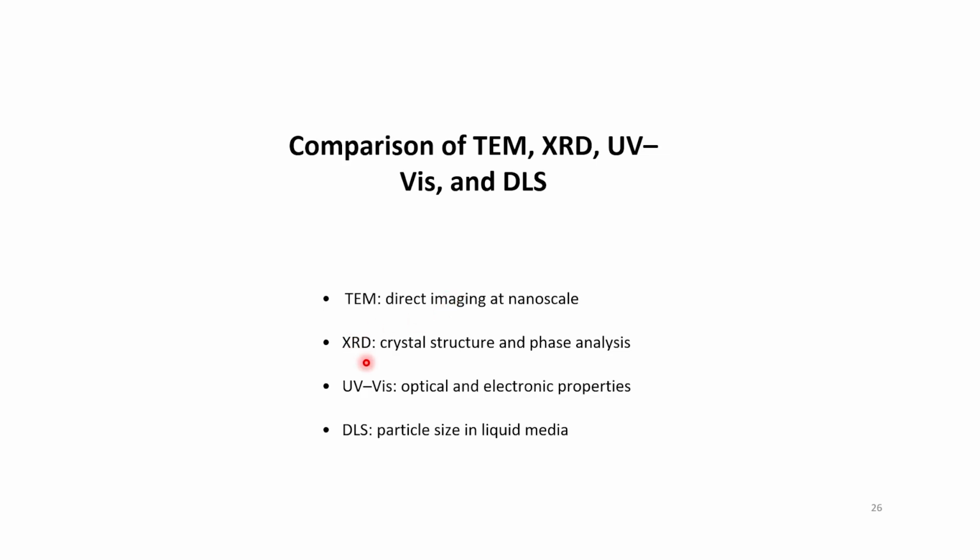Then XRD or X-ray diffraction determines the crystal structure and phase analysis of a material. So XRD determines the crystal structure, the crystal lattice, and works on the principle of Bragg's law. UV visible determines the optical and electronic properties, like what particular wavelength of light is being absorbed by your sample. Or DLS, that is particle size in a liquid media. So what is dynamic light scattering doing? It is monitoring the faster and slower movement of the particle, which corresponds to the size of the particle.